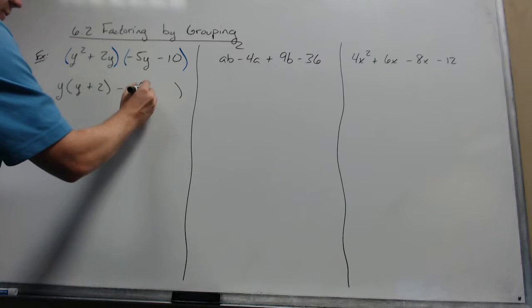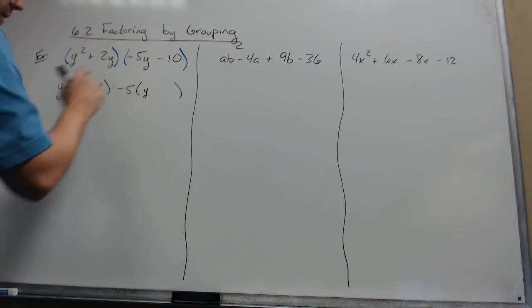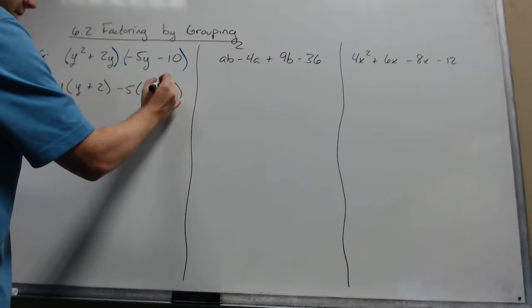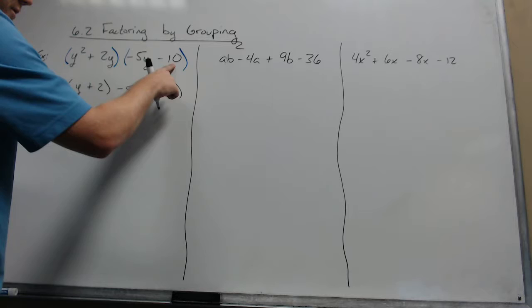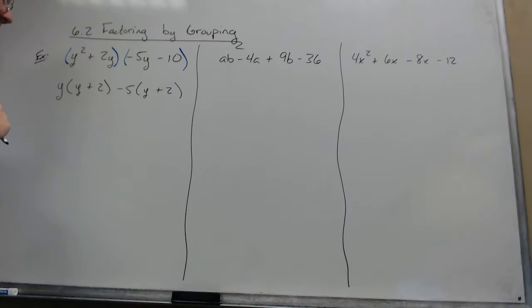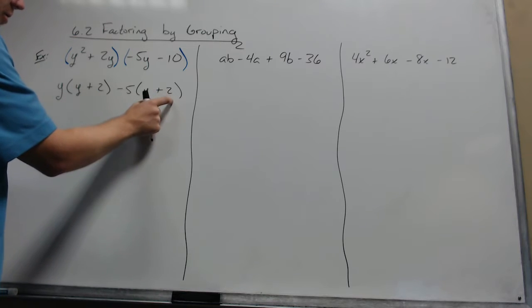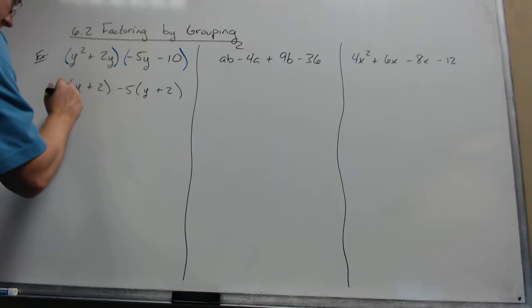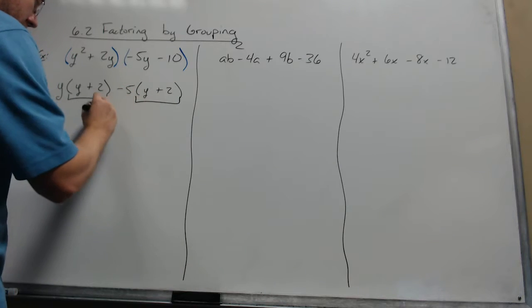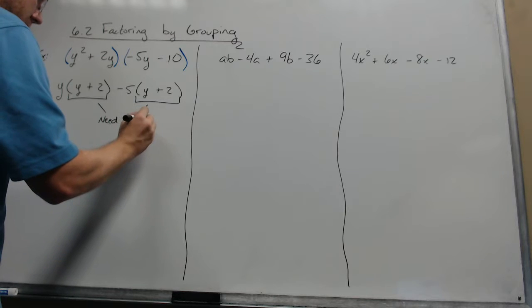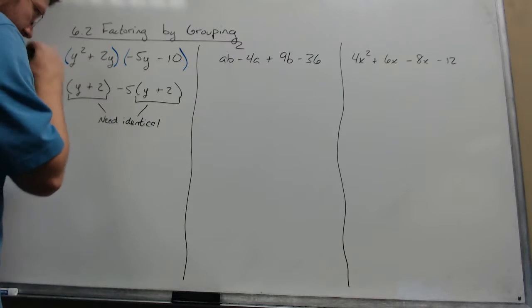I would have negative 5 times y. That would give me negative 5y. And negative 5 times a positive 2, negative 5 times positive 2 would be negative 10. So notice both of these pieces that are left over, these binomial pieces, are identical. And that's our goal. If these are not identical, we actually can't go any further, and it was useless for us to try to factor by grouping. So we need identical factors.